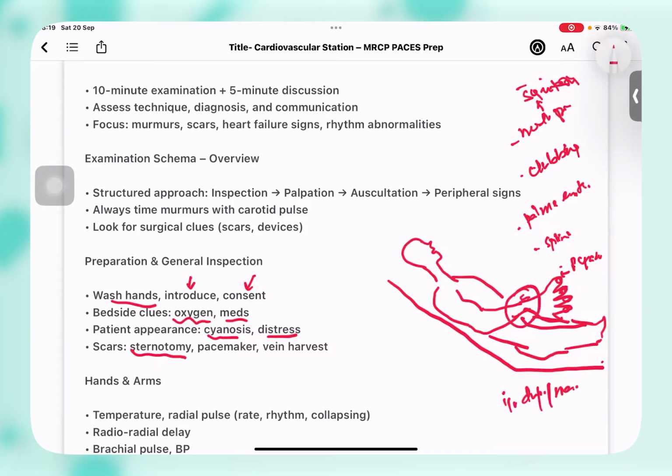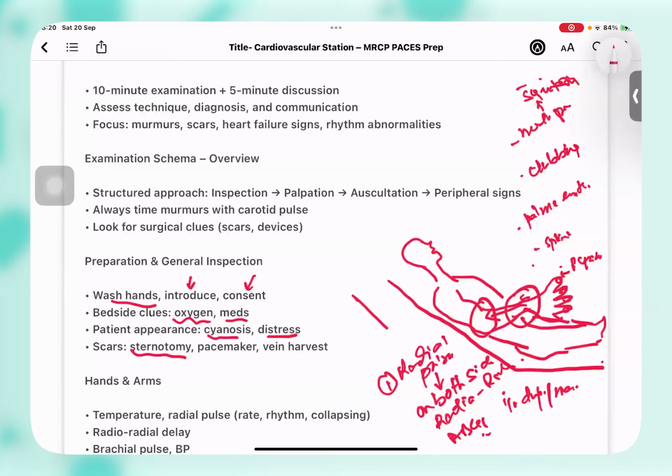At the wrist, you check number one, the radial pulse. And the moment you check the radial pulse, always check on both sides together. So radial comparison, always do. So you're still at the hand, okay? Check for any radial delay or any needle marks that will tell you about ABGs being taken. Then you move up. Sometimes you can even see a radial harvest.